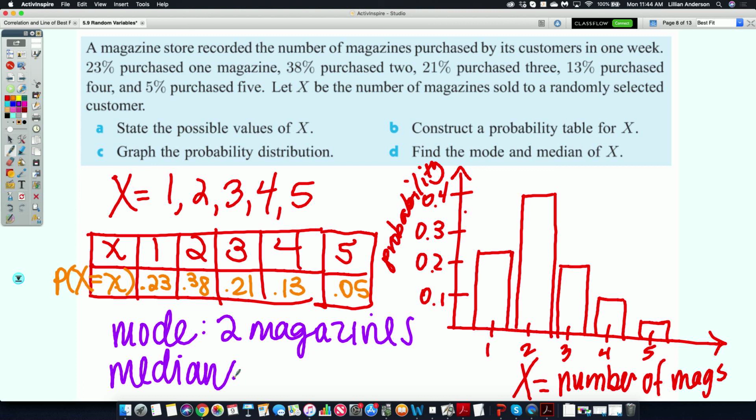Where does 50% lie? In 2. Because if you were to add 0.23 and 0.38, that would give you 61. So that means 50%, that one that's smack dab in the middle, is going to fall somewhere in that 2 range. Okay? So fall somewhere in that 2 range. Questions?